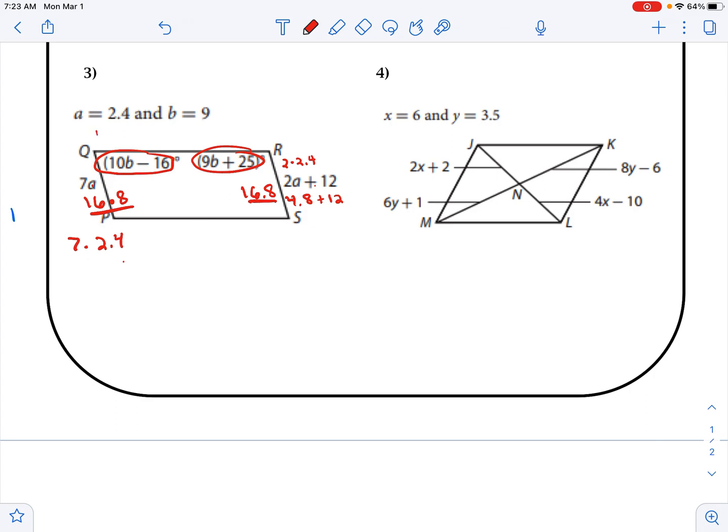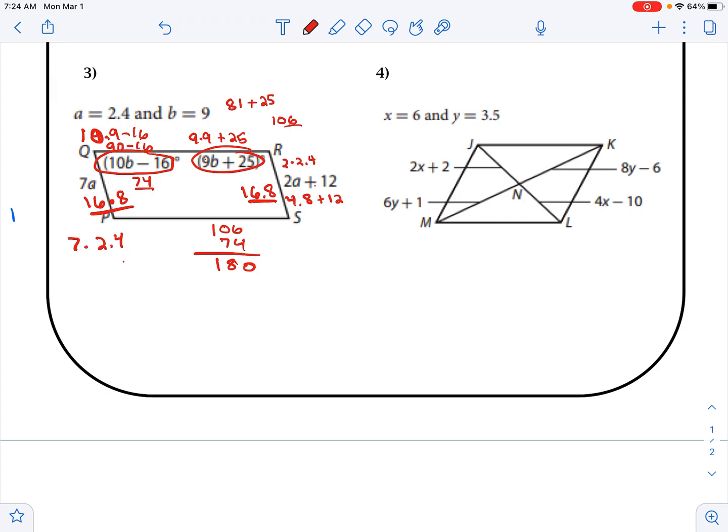So then these are consecutive angles, and consecutive angles should add to 180. So I plug it in. 10 times 9 minus 16. So that would be 90 minus 16, so that would be 74. And then I plug it in, 9 times 9 plus 25. So that's 81 plus 25, so that would be 106. So does 74 plus 106 add to 180? They add to 180, so that's good. So consecutive angles add to 180, opposite sides are congruent, so that is a parallelogram.